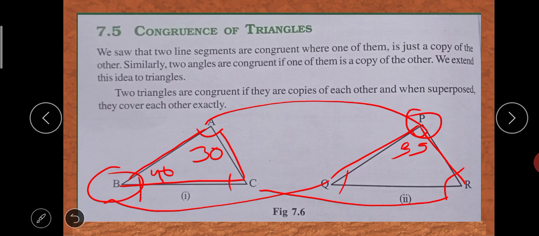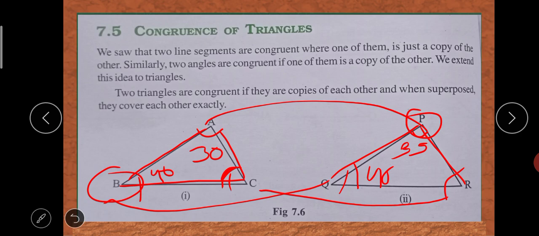Okay, so when we have to find the angle C, 40 plus 30 is 70, then we find 180 minus 70. But here again suppose it is 40, then the C and R will be different, so they are not going to match, so they are not congruent. So for finding the congruence of triangles, their measurements should be the same. So now we study the congruence of triangles and line segments.